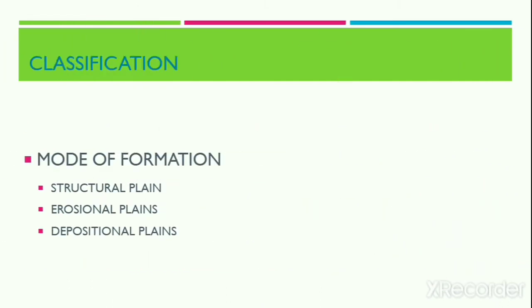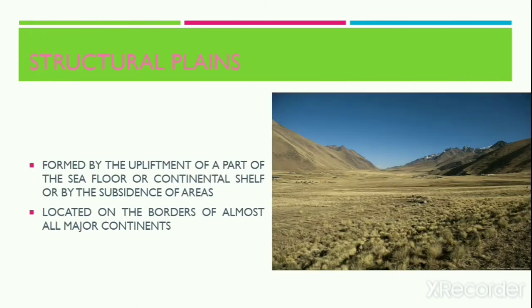Now let's look into the classification of plains. On the basis of mode of formation, plains can be classified as structural plains, erosional plains, and depositional plains. The structural plains are mainly formed by the upliftment of a part of the seafloor or of a continental shelf. These types of plains are located mainly on the borders of almost all the major continents. The structural plain may also be formed by the subsidence of an area.